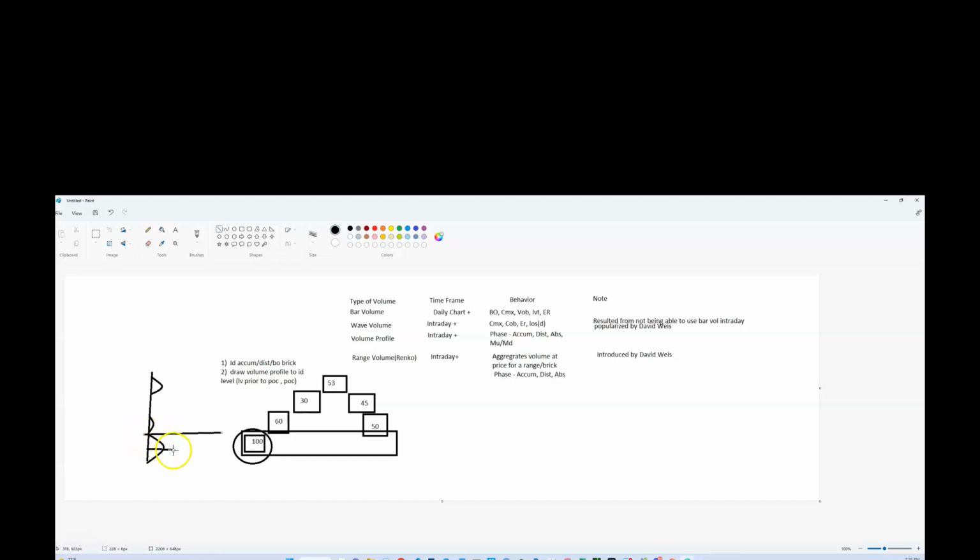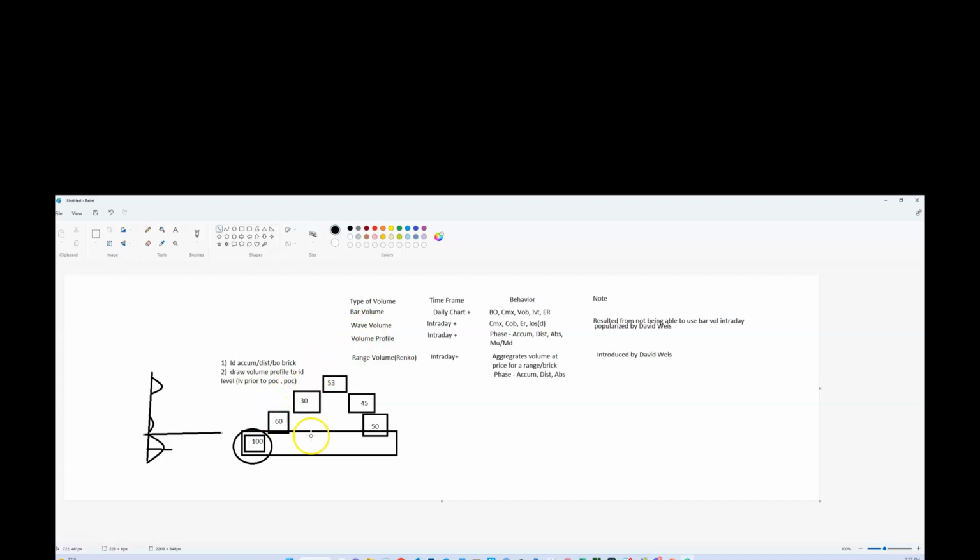Here and here. This area is your area to look for something. What do you look for? And this is where wave volume comes into play.